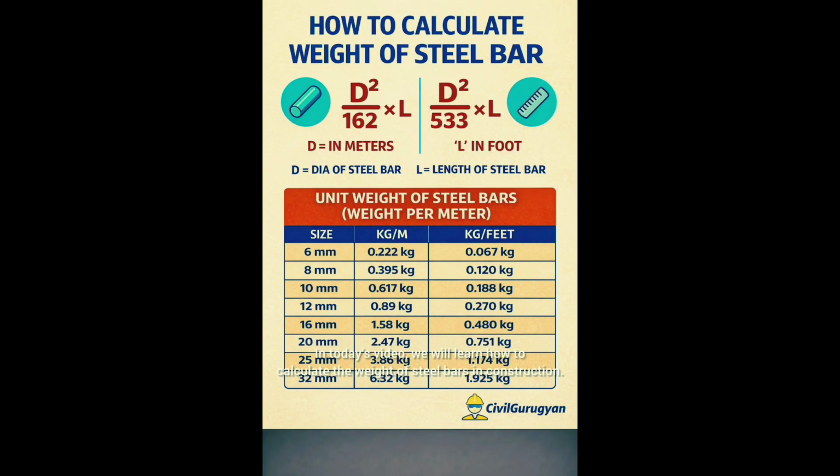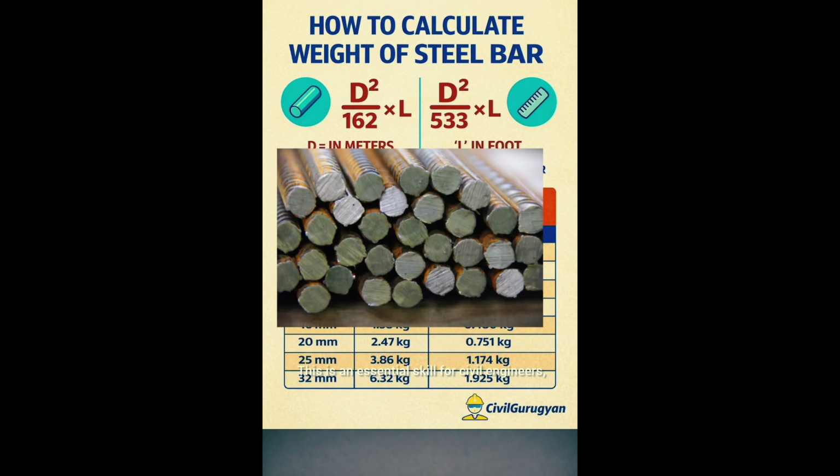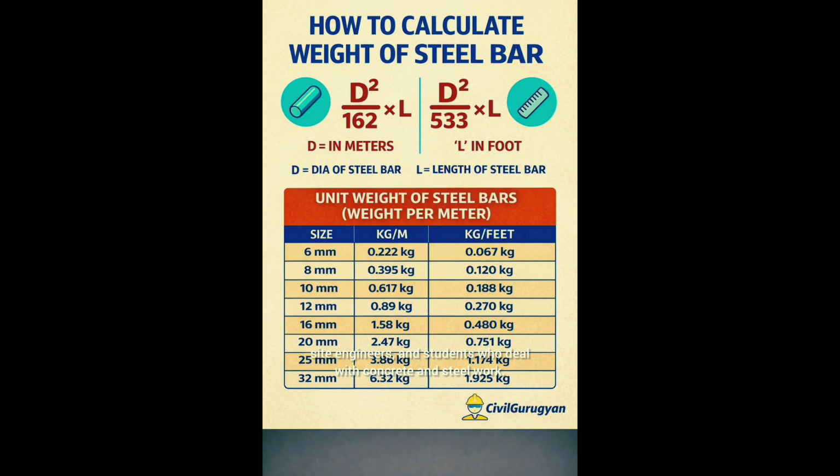In today's video, we will learn how to calculate the weight of steel bars in construction. This is an essential skill for civil engineers, site engineers, and students who deal with concrete and steel work. Steel bar weight depends on two things: the diameter of the bar and its length. Here's the formula you can use. For meters, weight = d²L/162 kg. For feet, weight = d²L/533 kg. Where d is the diameter of the steel bar, L is the length.